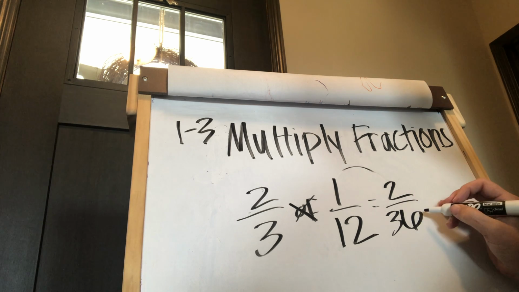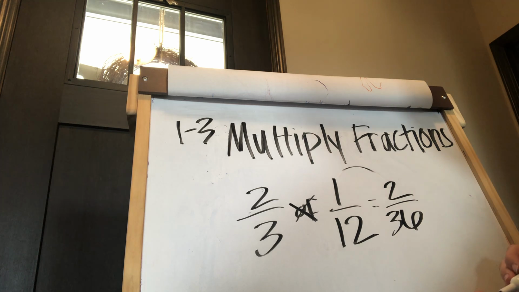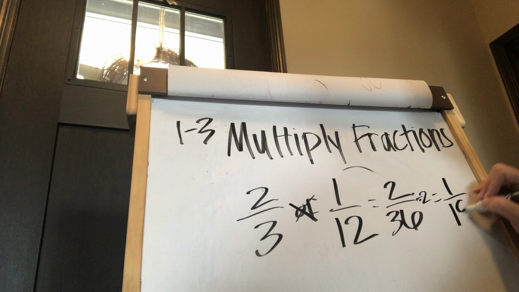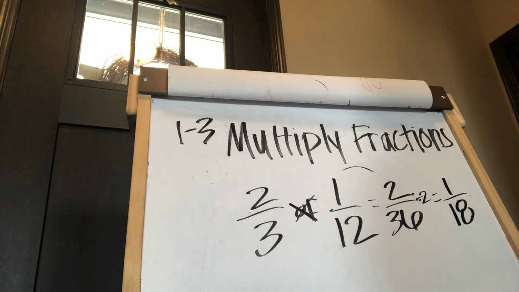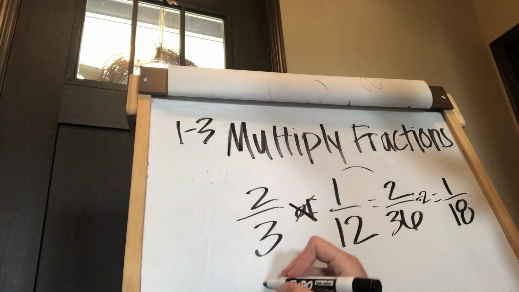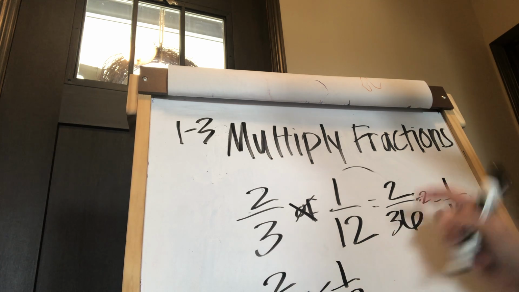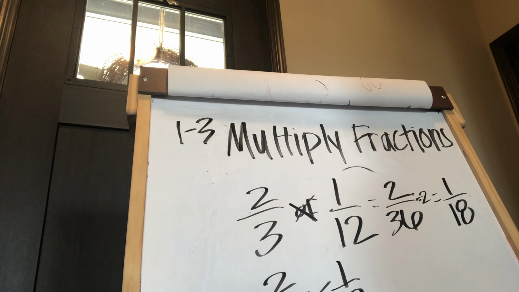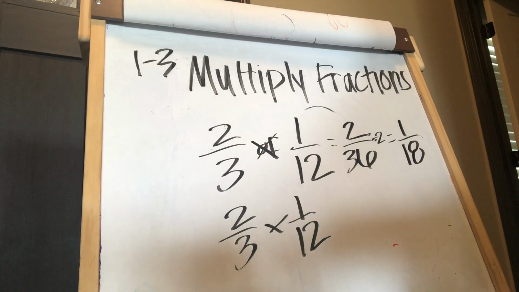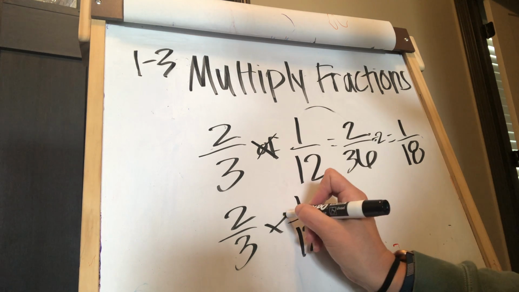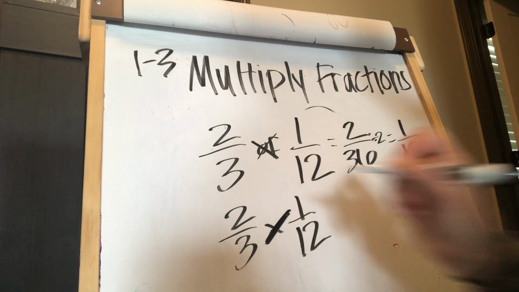We need to think, what is a number that goes into both 2 and 36? I'm going to try 2. And we get 1/18. Now we could also take a look at this problem in a different way. Any problem that we have to simplify at the end, we also have the ability to do simplifying beforehand. When we simplify our multiplication fractions beforehand, we are looking crossways here.